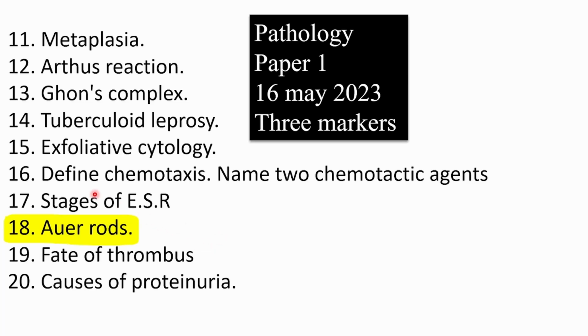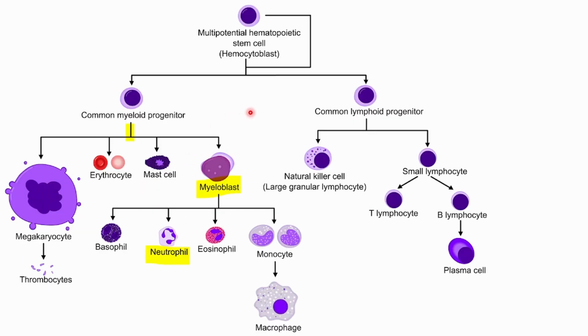So next we have is our rods. Before understanding our rods, let's quickly go through all the things that will lead us to the understanding of our rods. First we have the multipotent hematopoietic stem cells. Where is this? This is present in the bone marrow. From this one particular cell, all the cells are generated.